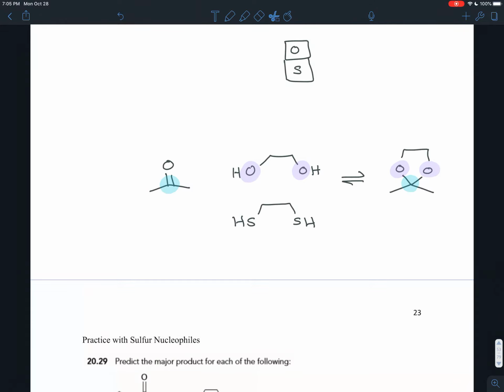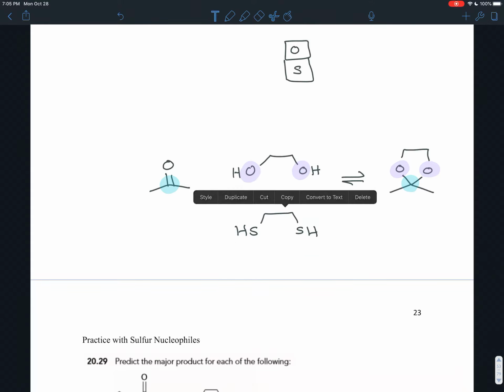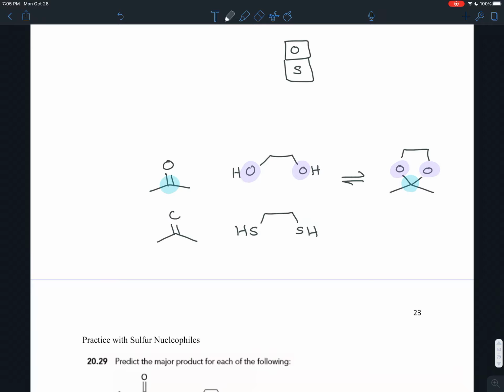And actually, through the same mechanism that we drew for acetal formation, you could add these dithiols, and remember an SH is a thiol. This is an alcohol with an OH, and SH is a thiol. So you could add those two equivalents of a thiol, and you could get this sort of sulfur equivalent of an acetal. It's called a thioacetal. The thio just is referring to the sulfur.